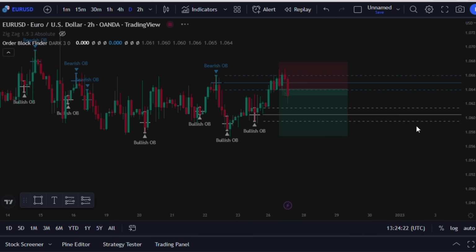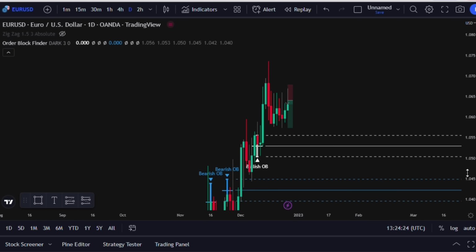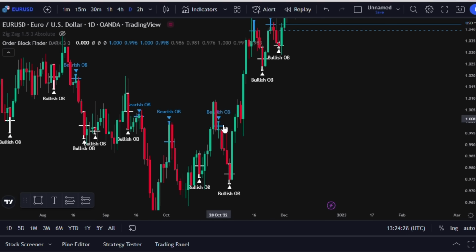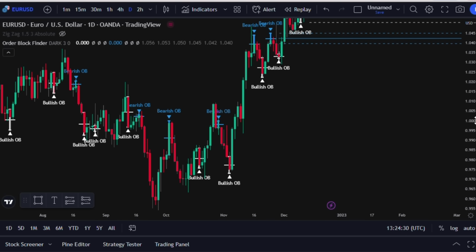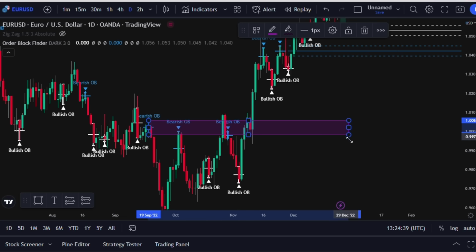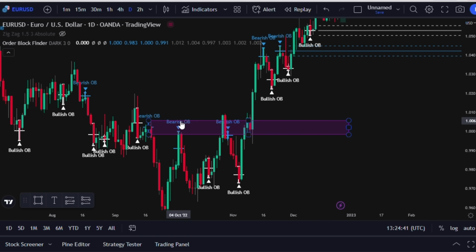So guys, I want to go to the daily time frame to show you the order blocks that this indicator has spotted in the market. As you can see, price has respected these bearish order block zones so many times, and every time price got there, it has been rejected downward.